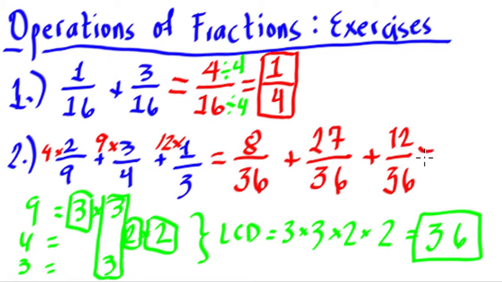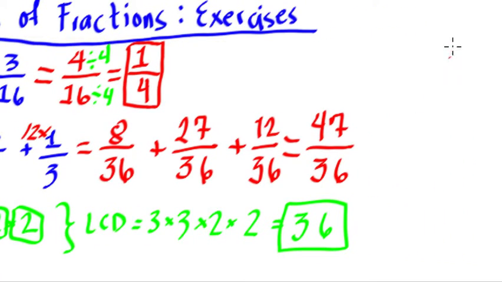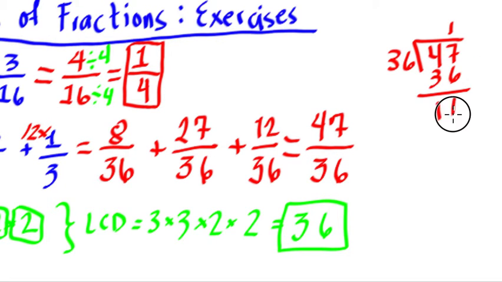Okay, and then since they are similar now, we can copy the denominators and add the numerators. 8 plus 12 is 20, 20 plus 27 is 47, and hold up, this is an improper fraction. Let's convert this into a mixed number. So what do we have here? 47 divided by 36 is clearly 1. 36, let's deduct that from 47. We have 11. So again, this is our quotient.